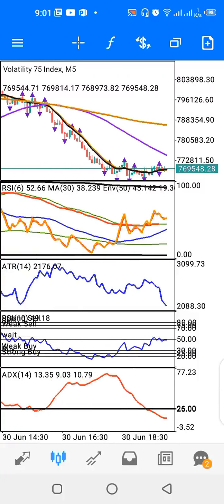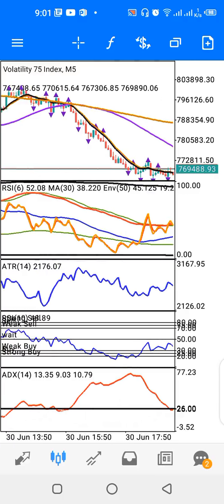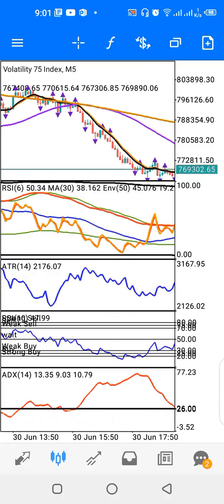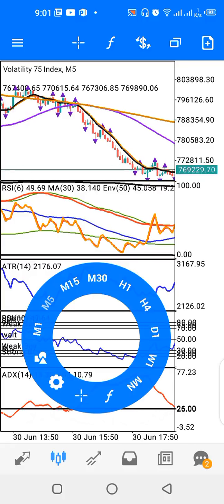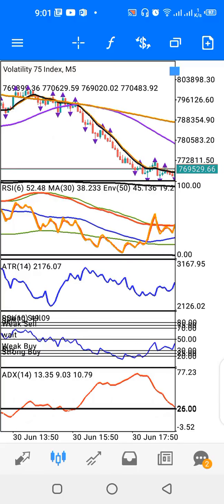Today we'll be looking at a strategy you can use to trade Volatility 75 index. On the screen I have V75 5 minutes time frame, and I have five windows. I have the main window. This is my main window.